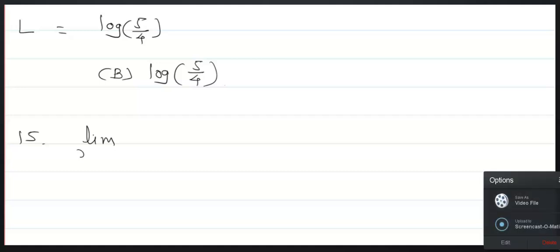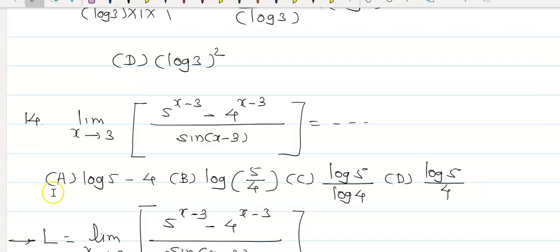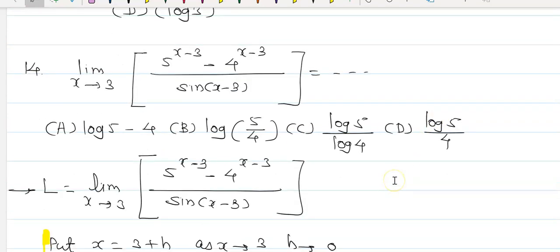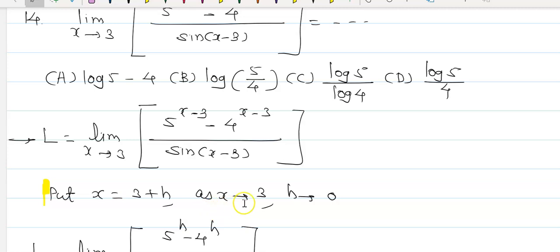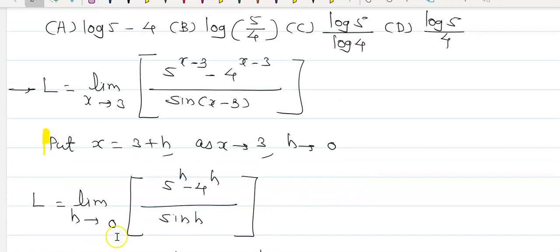15. Now, you can say that limit x tends to 3, (5 raised to x minus 3 minus 4 raised to x minus 3) upon sin of (x minus 3). These are the options. Now, solve this limit. Put x is equal to 3 plus h. As x tends to 3, h tends to 0. That is the limit h tends to 0, (5 raised to h minus 4 raised to h) upon sin h.